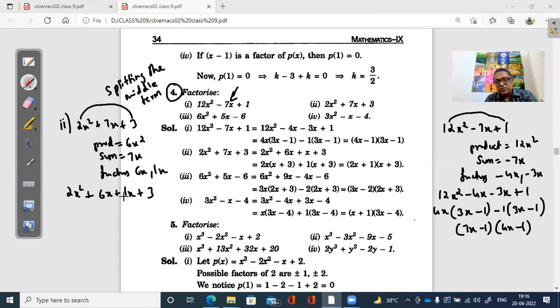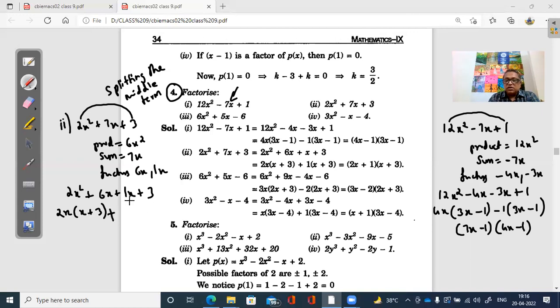The 7x, we will break it up into 6x plus 1x. Now we will take common. Between 2 and 6, what is common? 2. Here there is an x square and x, so x is common. So if 2x is removed, 1x is remaining here. 2 goes how many times in 6? 3 times. And x is already taken out. So 2x common, x plus 3.